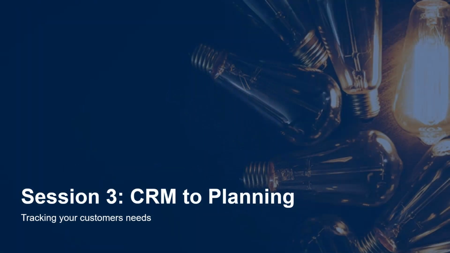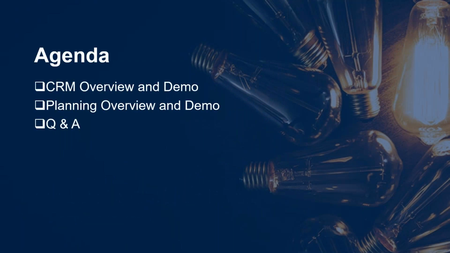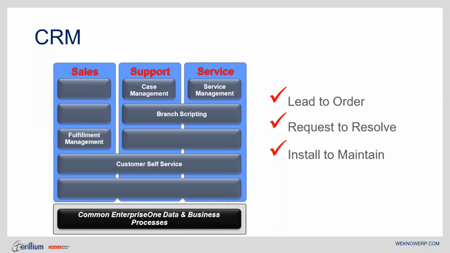All right, so let's get into the topic. CRM to planning. The first thing we're going to do is cover a CRM overview and do a bit of a demo showing you some of the basic JD Edwards CRM functionality. We're going to create a new lead, turn it into an opportunity, and create a quote out of that. Then we'll hand it off to Brian to show the planning overview and demo, to talk about that transition and how we can keep track of those quotes all the way through the system. And then we'll follow with Q&A.